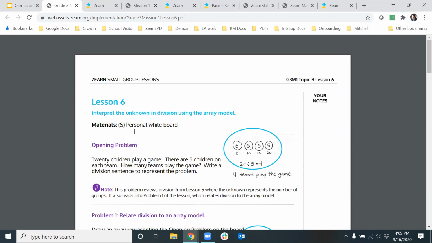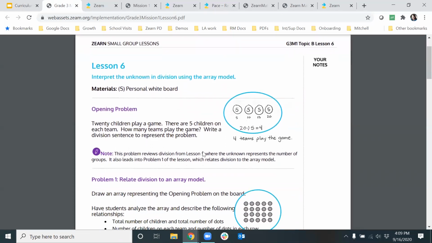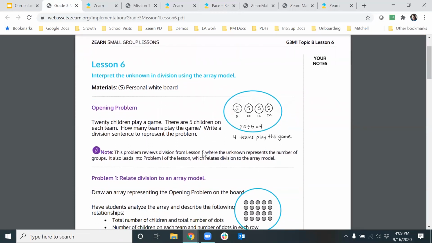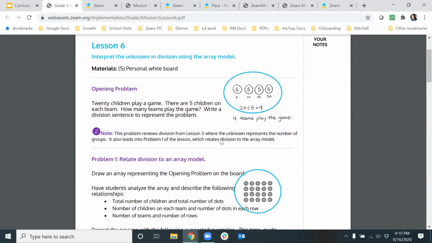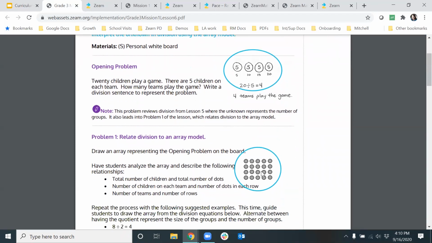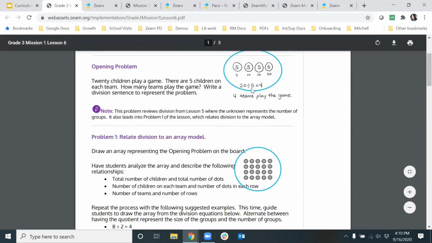Each lesson begins with the lesson objective and lists any concrete materials that teachers will need for the lesson. This lesson begins by building from the 2nd grade concept of equal groups to develop an understanding of multiplication and division by building an array either with hands-on counters or by drawing an array. So you'll see this in the opening problem where we're reviewing the idea from the previous day's lesson and relating equal groups to division equations here.